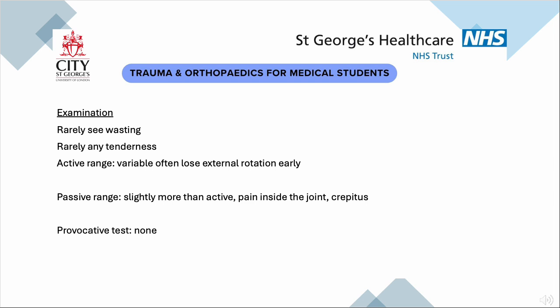On examination, like the rest of the shoulder examinations, there's very rarely any wasting, and usually there's no tenderness. The active range is very variable, but classically they lose external rotation quite early, even if flexion and abduction are relatively well preserved. The passive range is usually slightly more than the active, with pain that is deep in the joint and crepitus, neither of which you get when you examine for a frozen shoulder. And as with many things in the shoulder, there are no really good provocative tests to reproduce the symptoms.